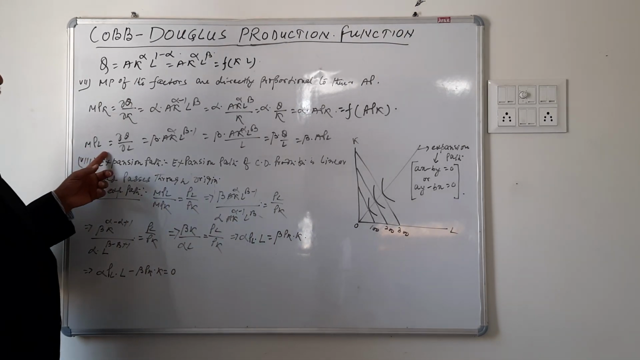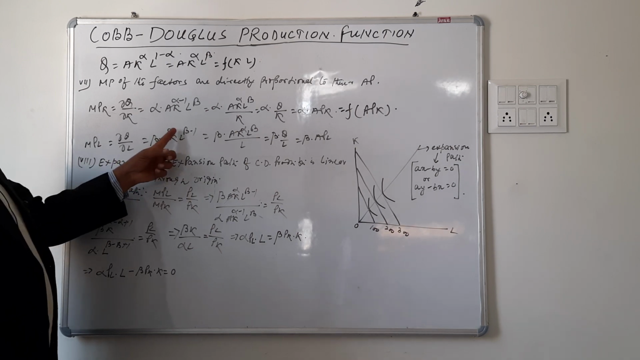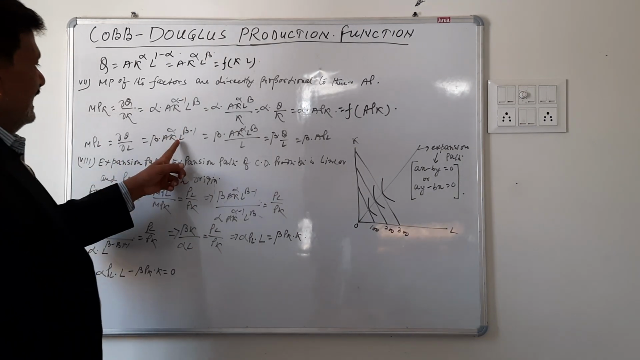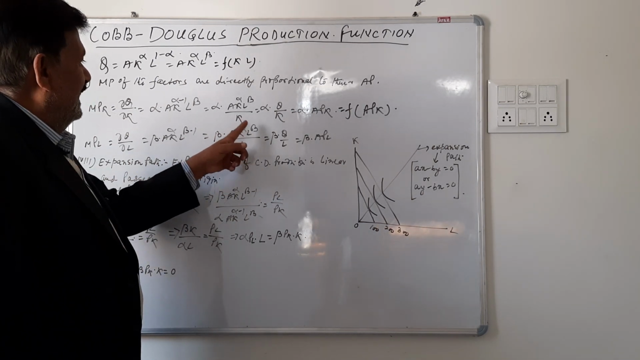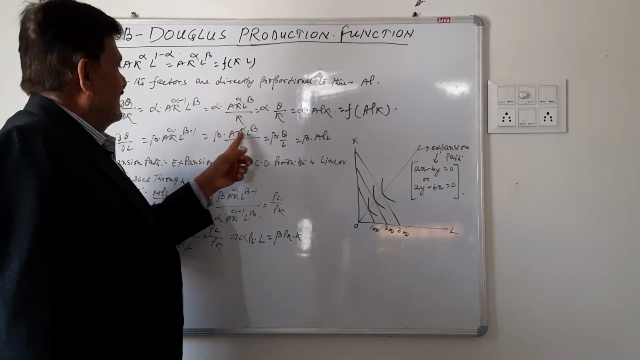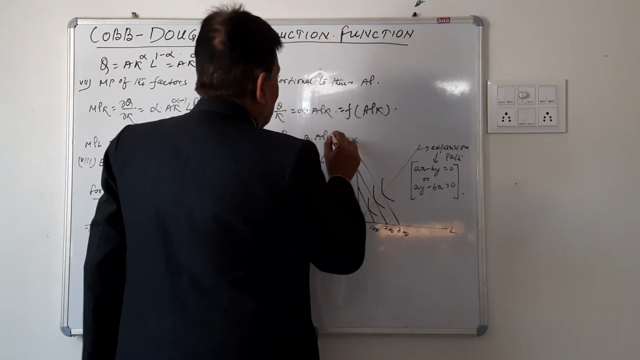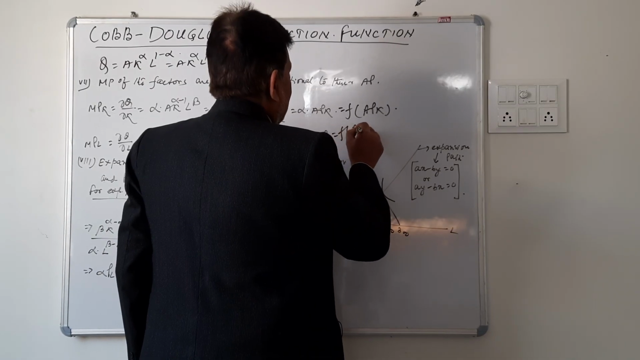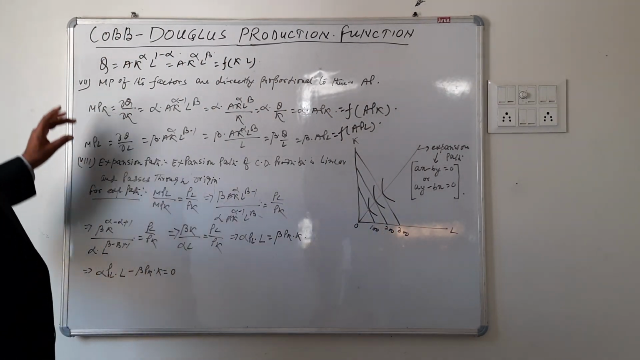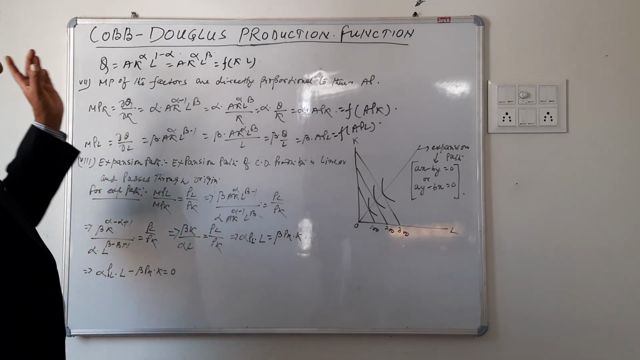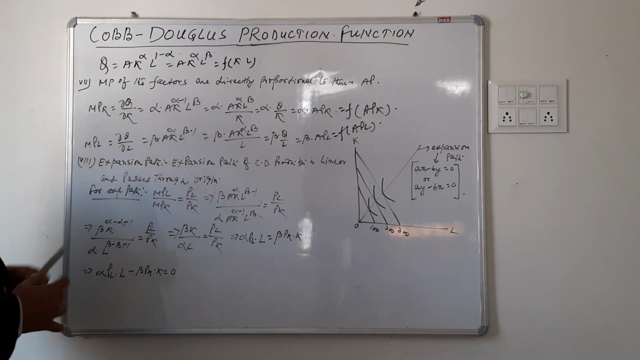Now marginal product of labor: Q is differentiated with respect to L, giving beta A K alpha L to the power beta minus 1. Once again, this L to the power minus 1 is brought in the denominator. Now we have beta A K alpha L beta by L. This is beta, and this becomes Q, so Q by L, which is the average product of L. So this has become a function of APL. So we say that in the Cobb-Douglas production function, marginal products of the factors are directly proportional to their average products. Now the 8th property, expansion path.